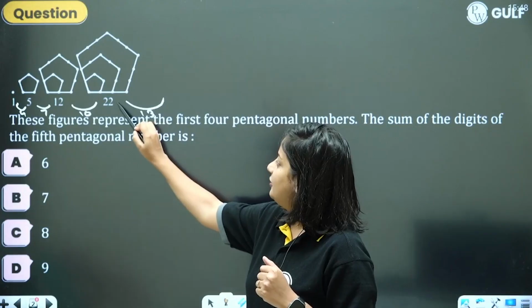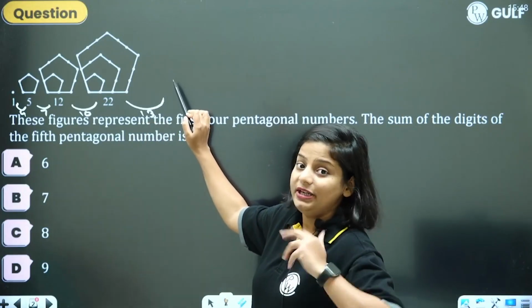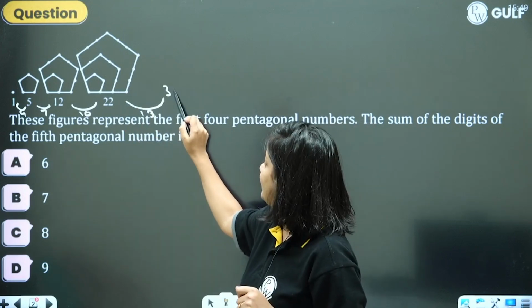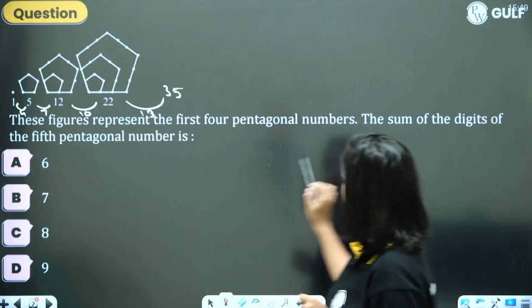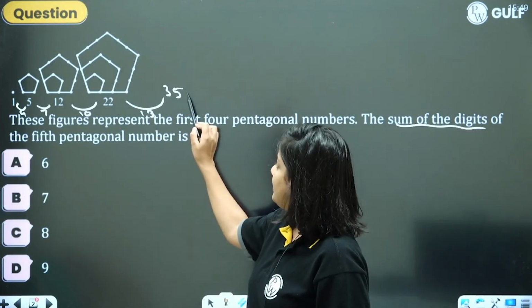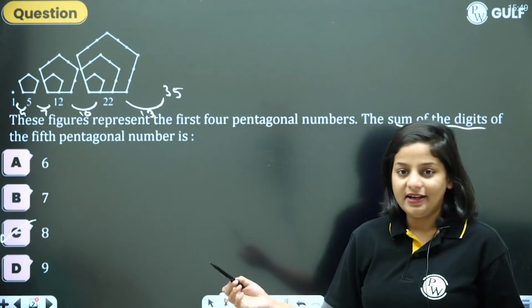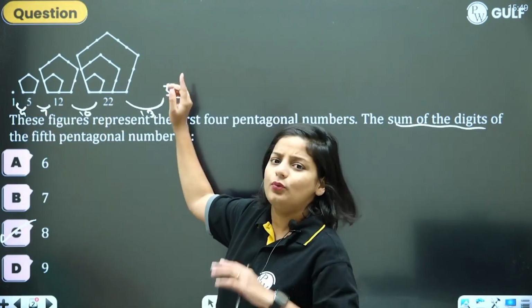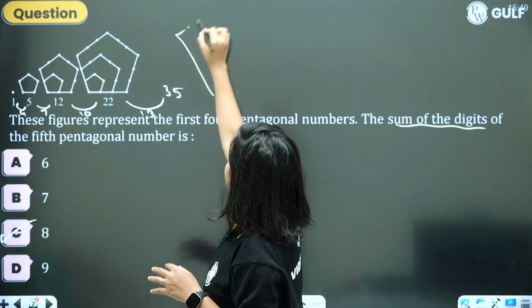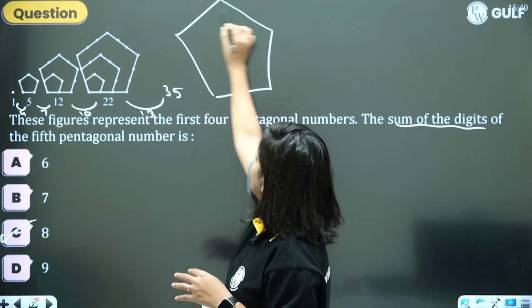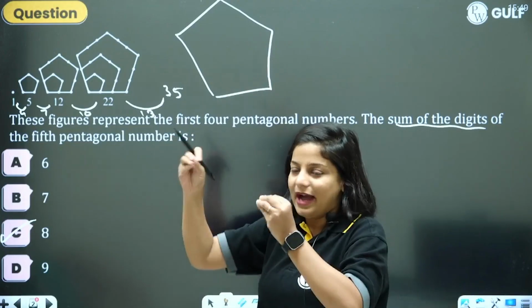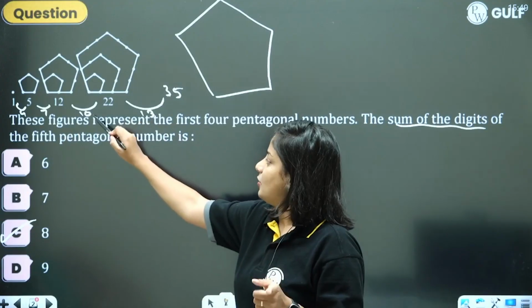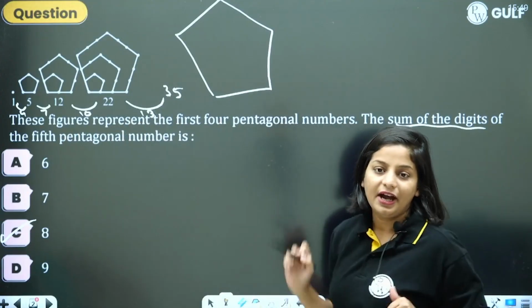So if I add 13 to 22, how many dots will it have? 22 plus 13 is 35. And 35 means they want the sum of digits: 3 plus 5, 8. Check again, 1 dot, 5 dots, 12 dots, 22 dots. So the next figure will have how many dots? The next bigger pentagon will have how many dots in it? We're not going to manually count. You can do that, but notice the pattern. There's a difference of 3, 3. So after 10, there will be 13 added to 22.